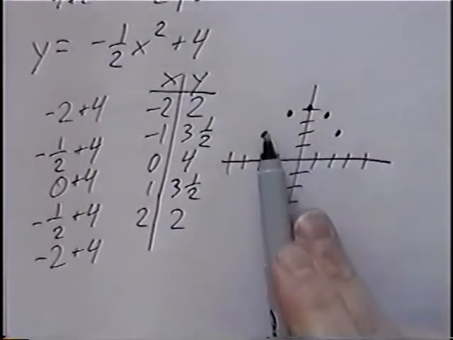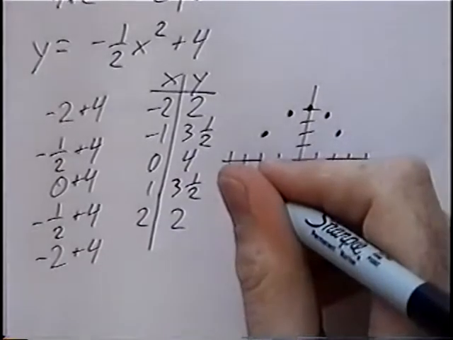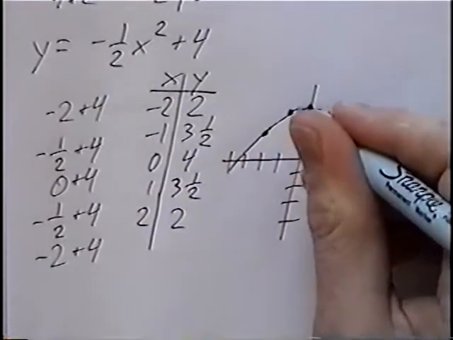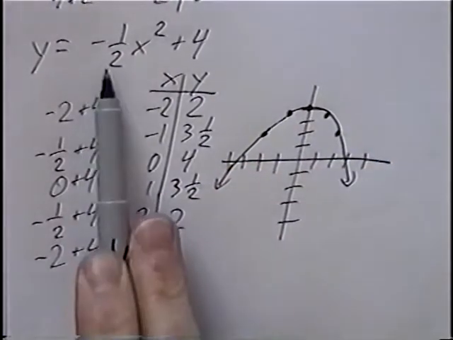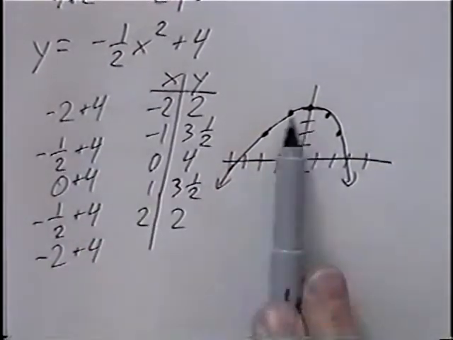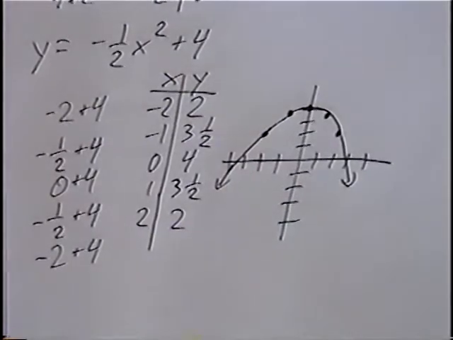Again, this graph is a parabola shape that points downwards. The reason again it points downwards is if you have a negative number in front of the x squared, that flips all the values upside down.